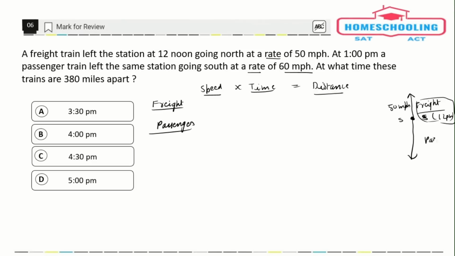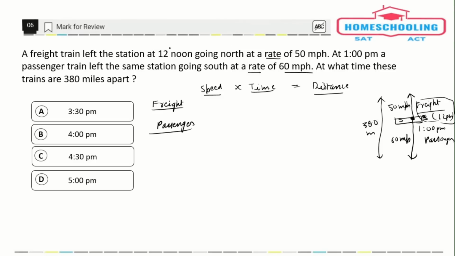So the passenger train is going 60 miles per hour. This is your station, and the passenger train started its journey at 1 p.m., 1 hour after the freight train. So at what time are these trains 380 miles apart? At what time, and after how many hours, are these two trains traveling in opposite directions with a distance between them of 380 miles?